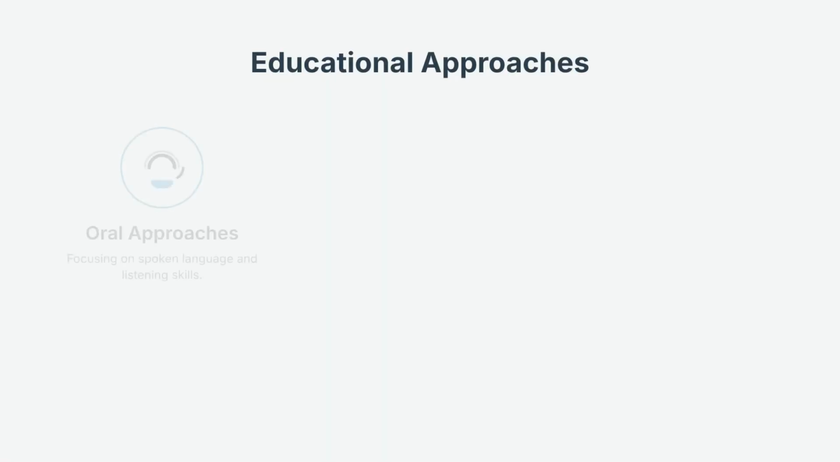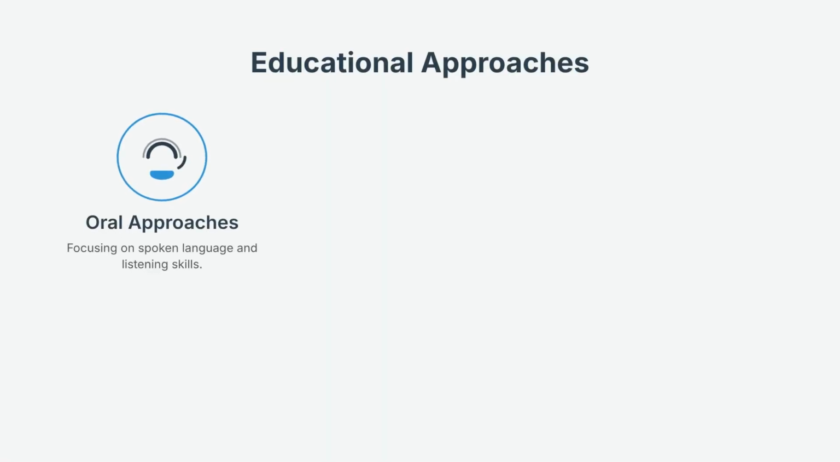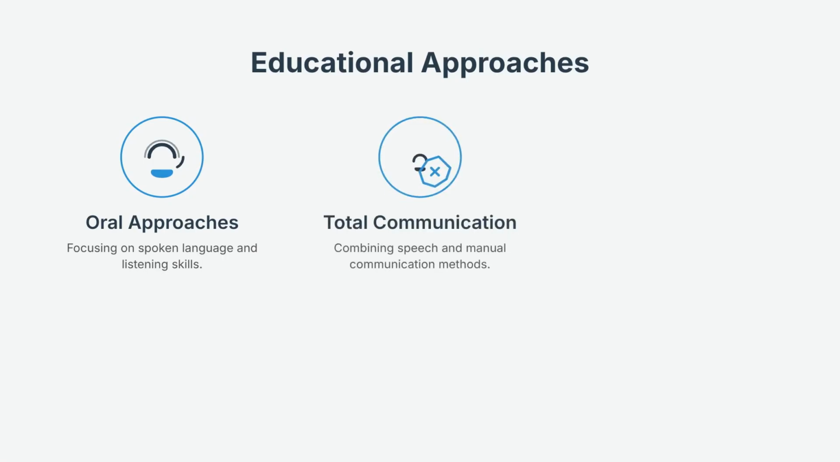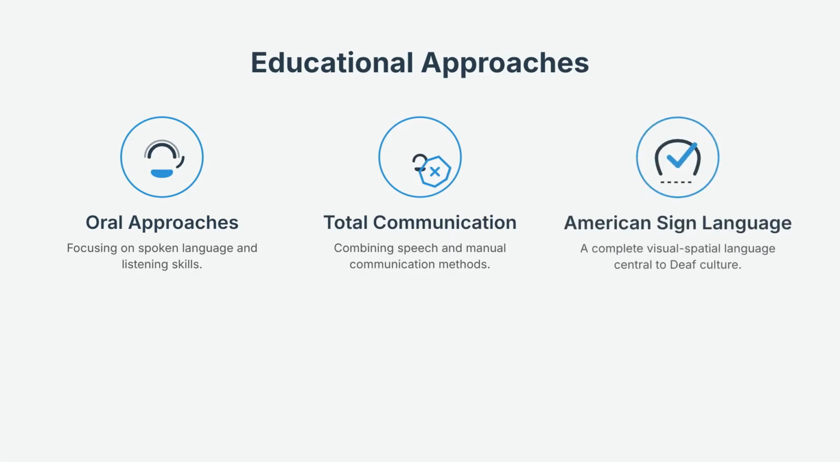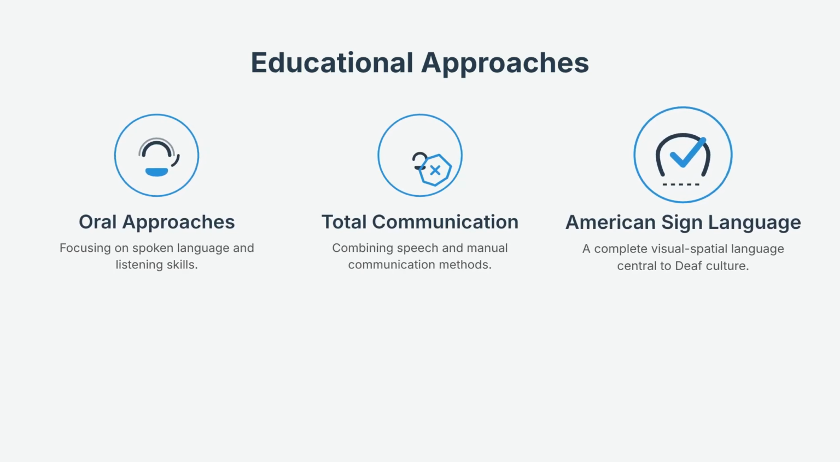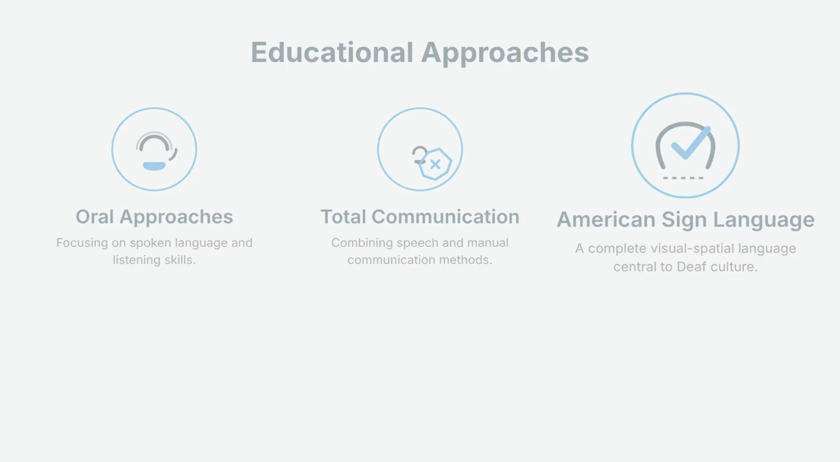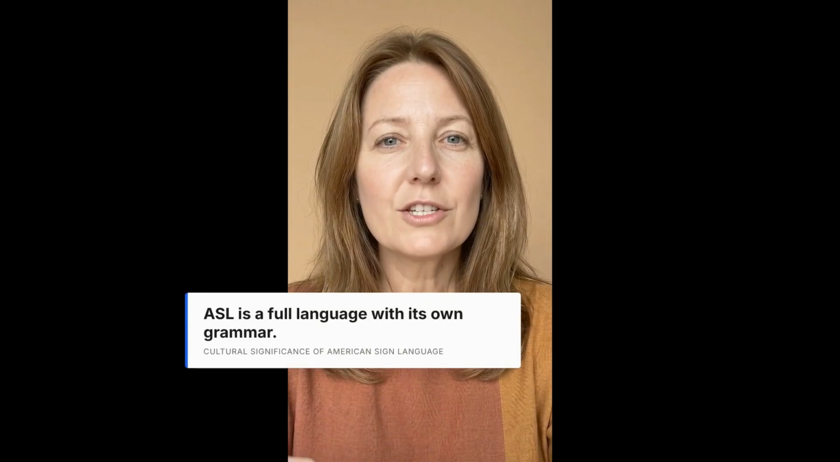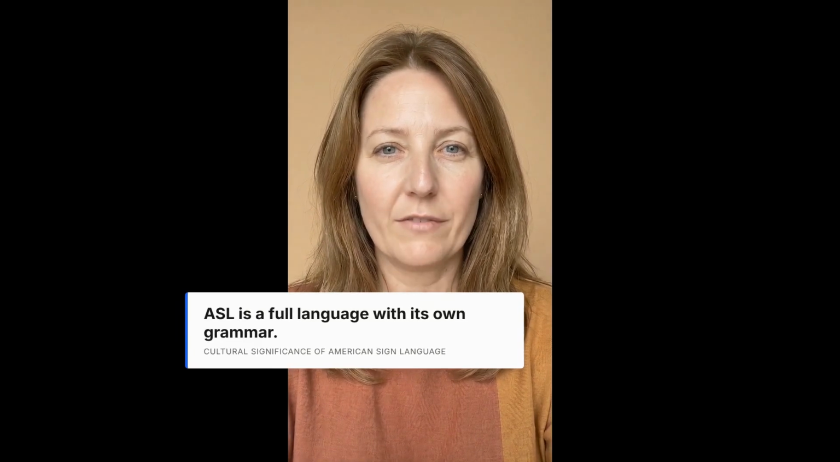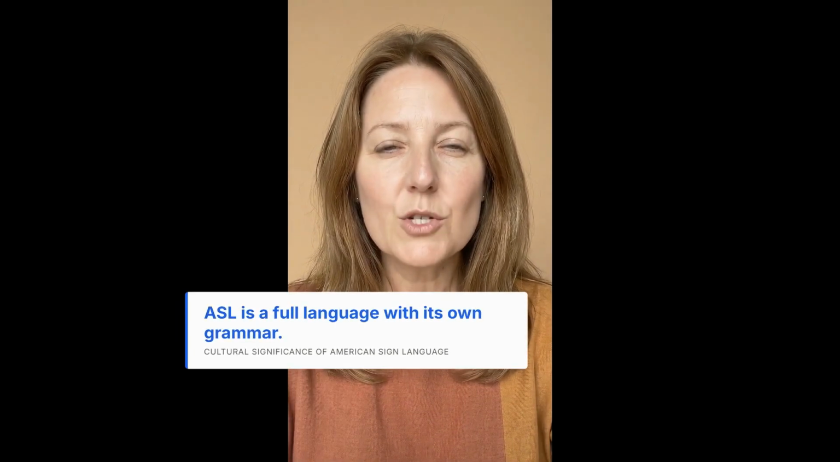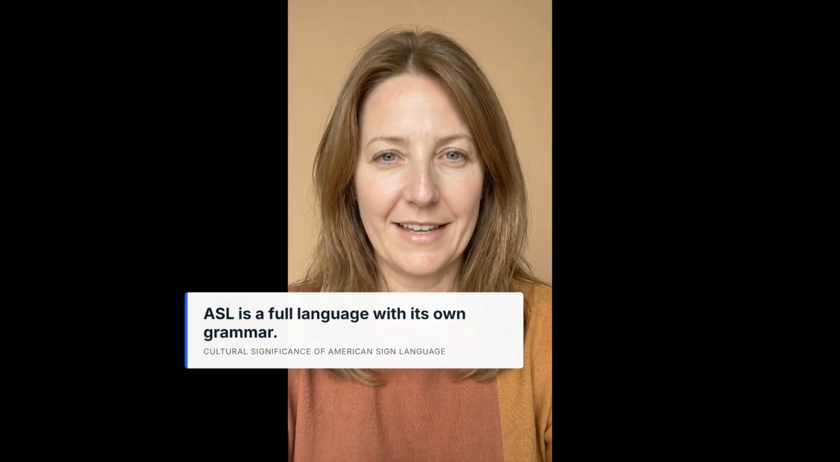Educational approaches vary. Some students use oral approaches focusing on spoken language and listening. Some use total communication, combining speech and manual communication. Some use American Sign Language, which is a complete visual spatial language and is central to deaf culture in the United States. Educators need to be careful not to treat ASL as a lesser version of English. It is a full language with its own grammar and cultural significance.